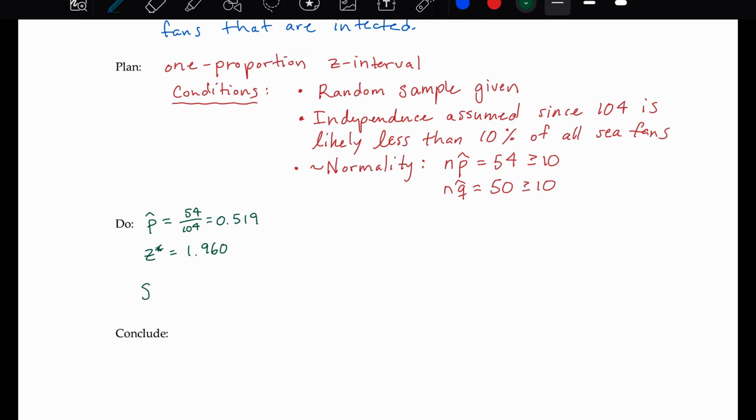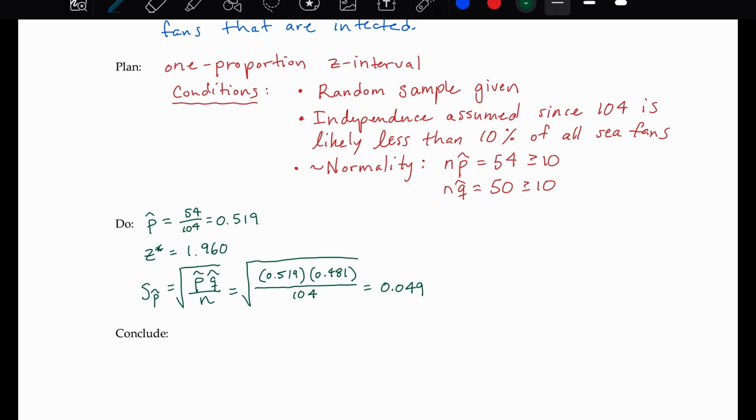I believe if you use 2 on the test, they take off some points, but you don't get it all wrong. The other thing we need to do is calculate the standard error. So remember that is p hat times q hat over n, all square rooted. So in this case, we're going to go 0.519 times 0.481. That's 1 minus that p hat value, over 104, square root, which gets us about 0.049. If you want to pause and try it in your calculator, go ahead. Otherwise, I'm going to continue on here.